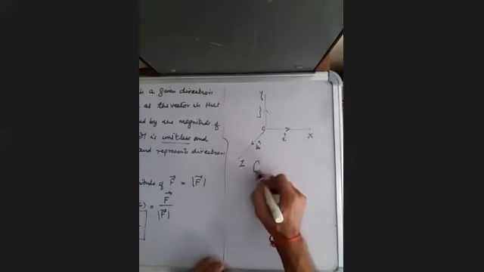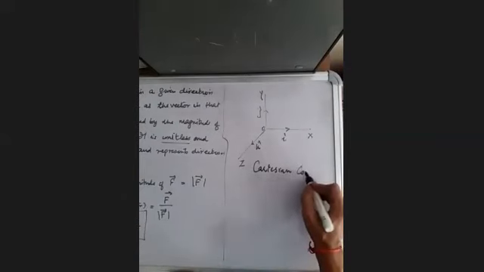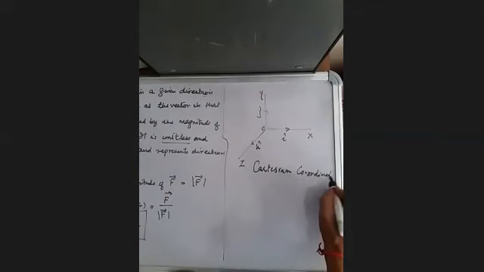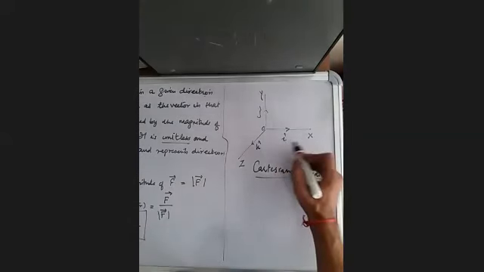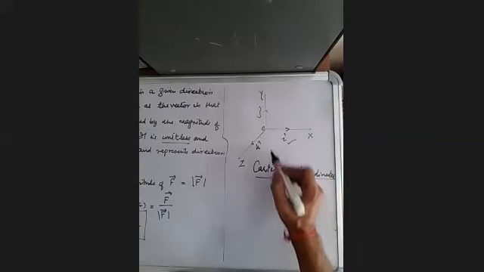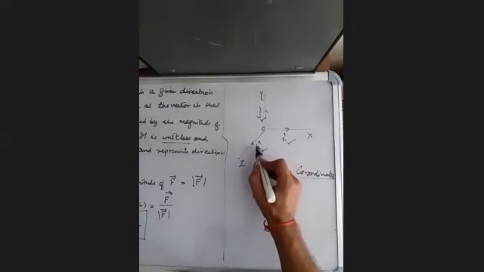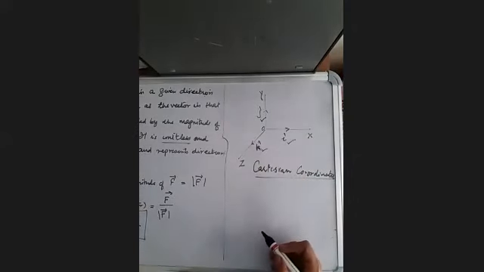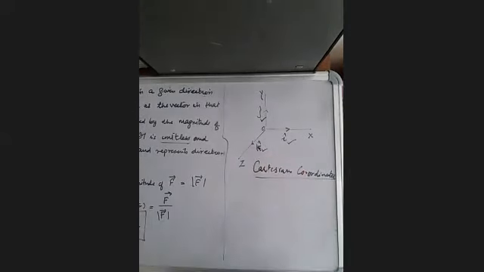So this is called the Cartesian coordinate system. x, y, z are called the Cartesian coordinates. So if the direction is along the x-axis, it is represented by i cap, direction along the y-axis is represented by j cap, and if the direction is along the z-axis, it is represented by k cap. Okay. So this we use to specify the directions along x, y, and z direction.